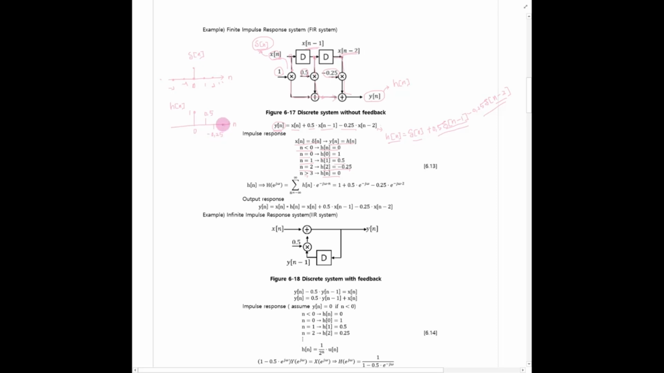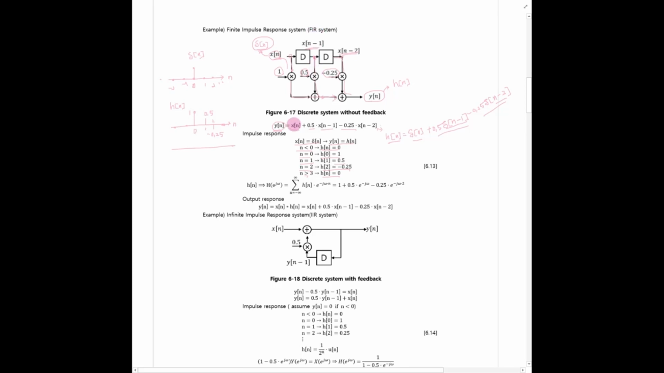All the other terms are 0. Okay, this is the impulse response. You can see here that the impulse only exists at these 3 points, 0, 1, and 2. So only n in this range is non-zero. So that's why it is called finite impulse response.